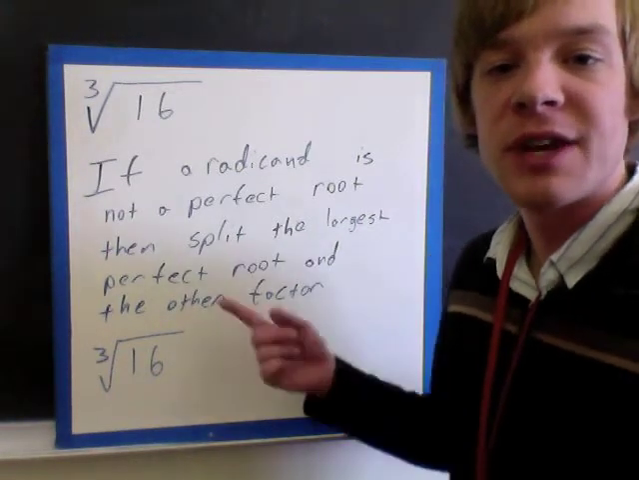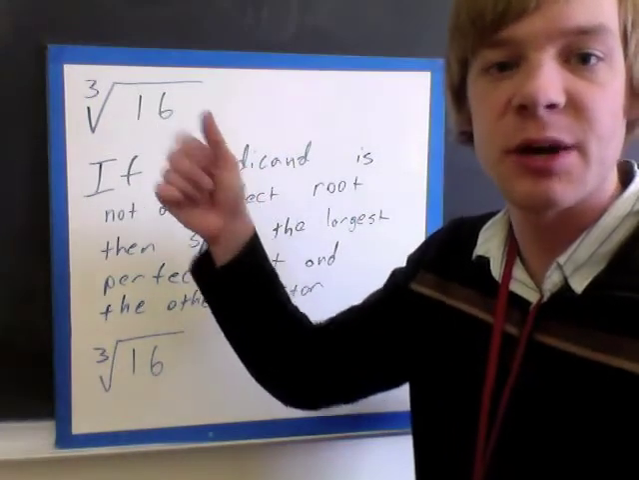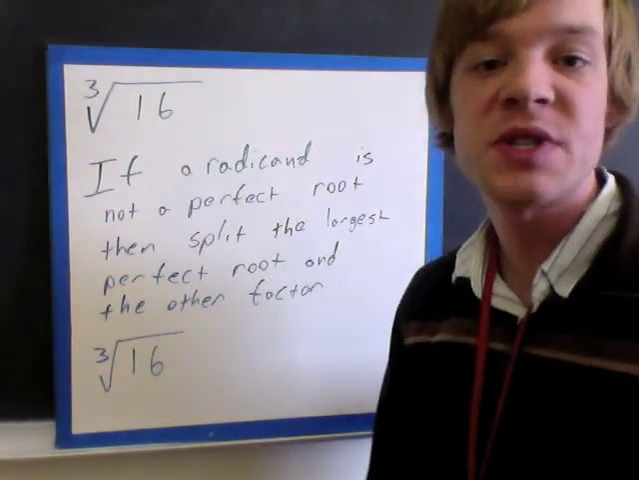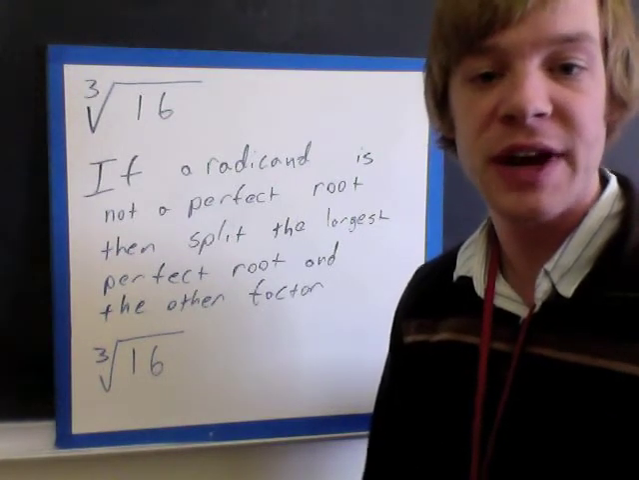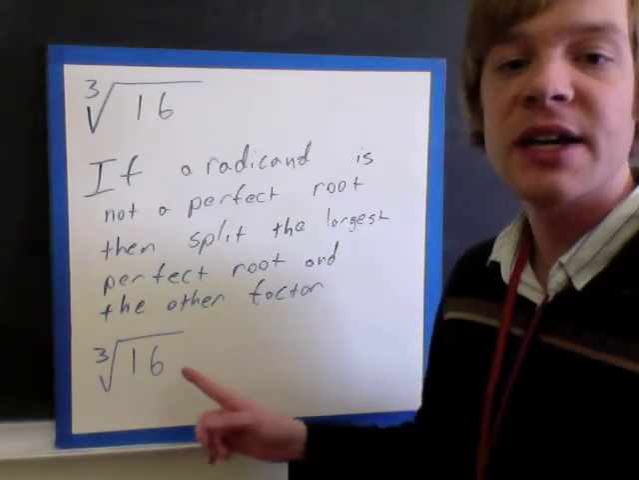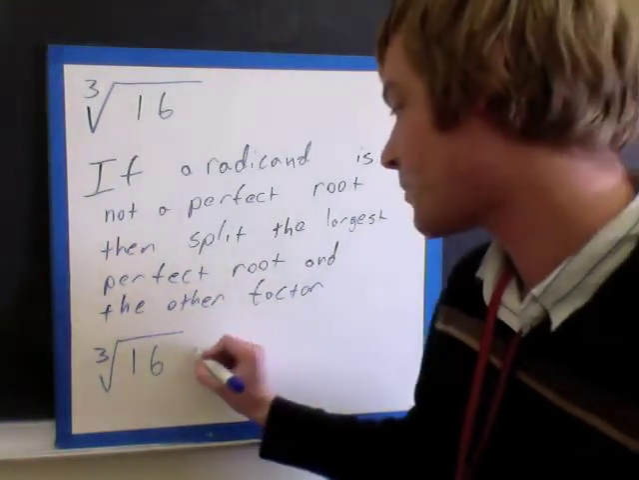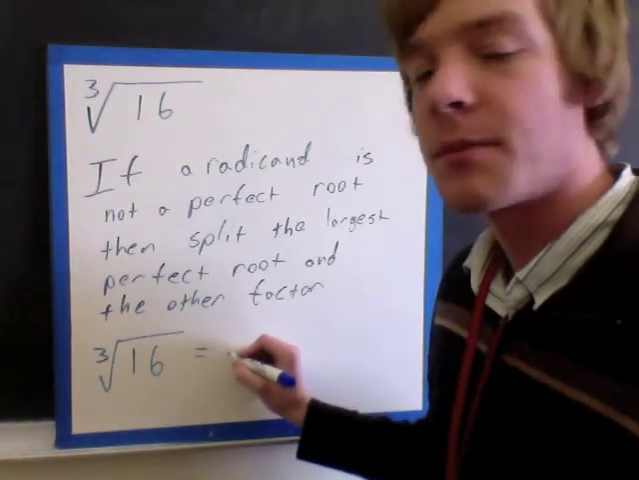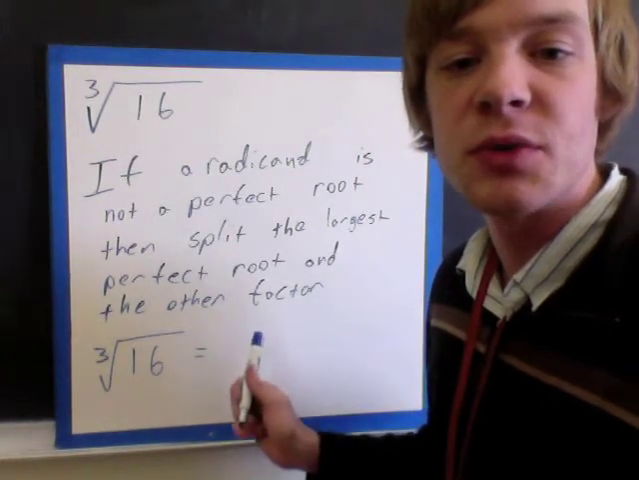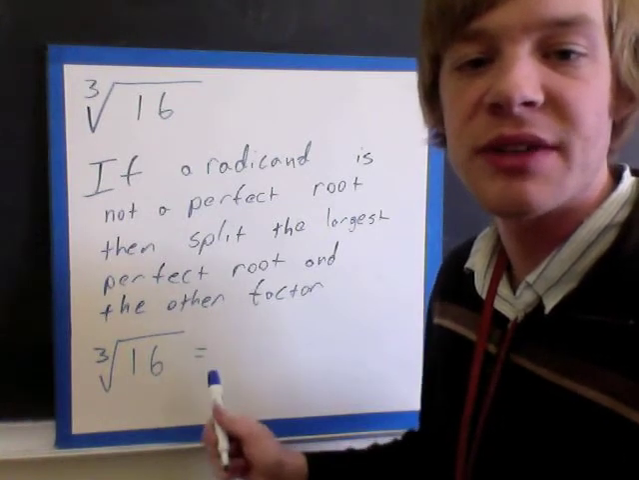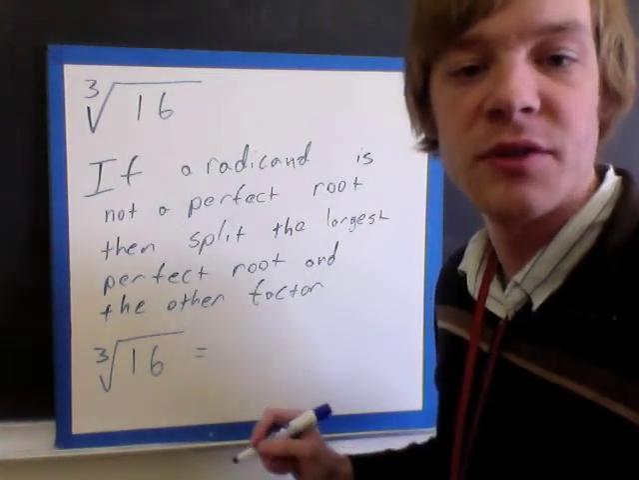So first off, if a radicand is not a perfect root, for instance right here, 16 is not a perfect cube root, then we want to split it into the largest perfect root and its other factors. So for instance, I can split 16 up into 8 and 2, because 8 is a perfect cube root, and 2 times 8 gives us 16. So I'm going to write this as the cube root of 8 times the cube root of 2.